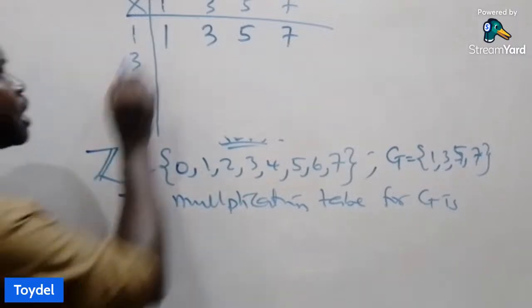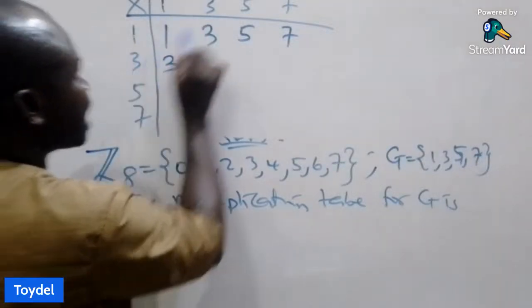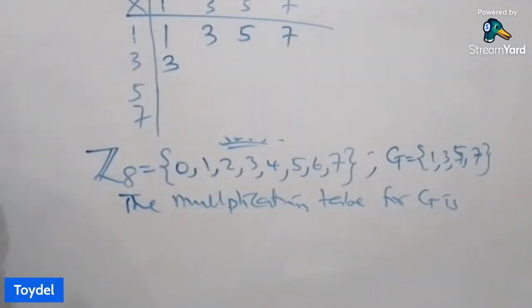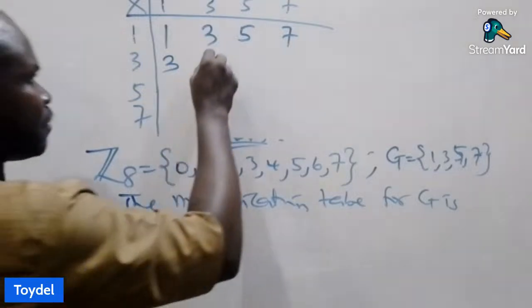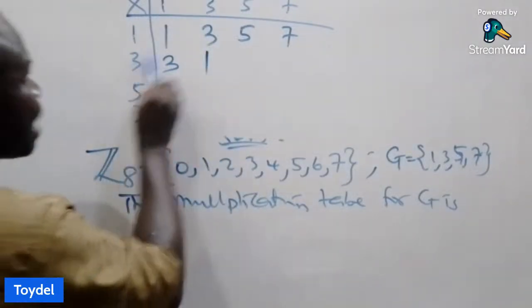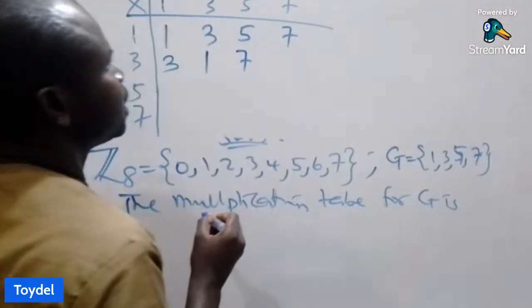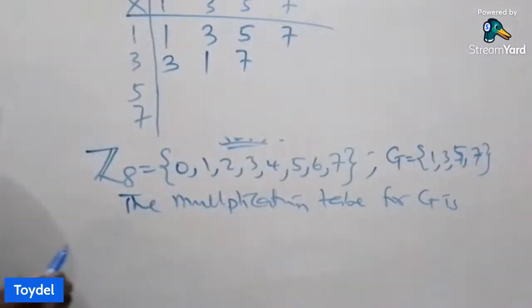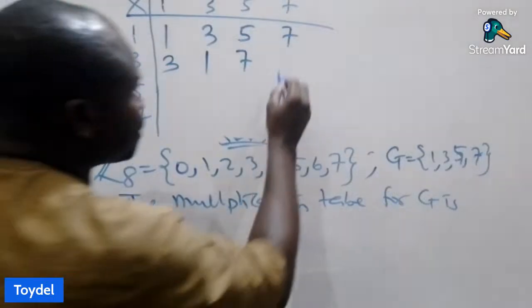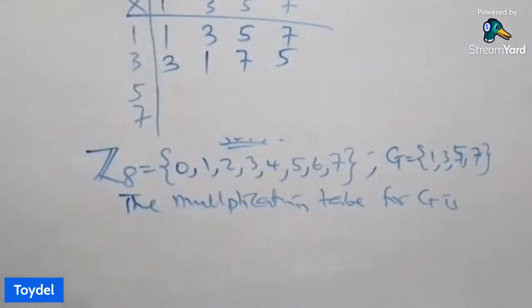Now let's see the second row. 3 times 1, 3. 3 times 3, 9. We are under modulo 8, so that will be 9 minus 8, that is 1. We write out the leftover. Then 3 times 5 is 15. 15 minus 8, 7. Then 3 times 7, 21. How many times does 8 go into 21? That's 2, that's 16. 21 minus 16, that's 5. We have 5 here.